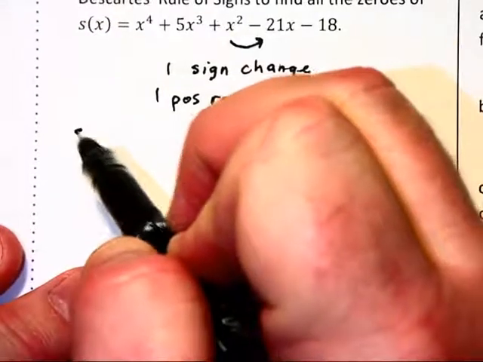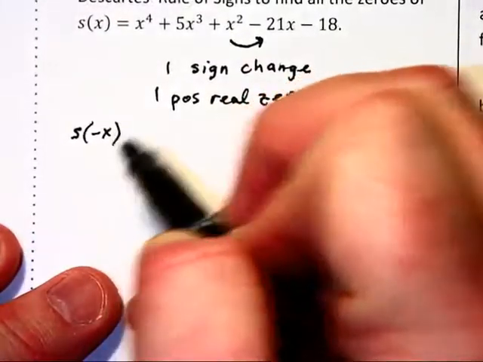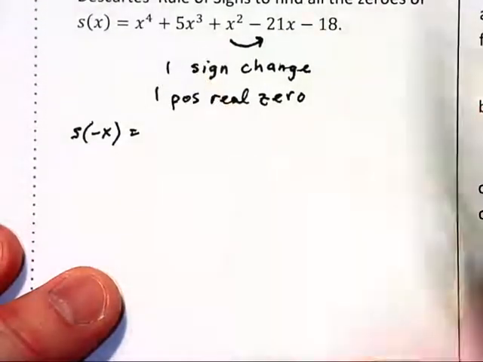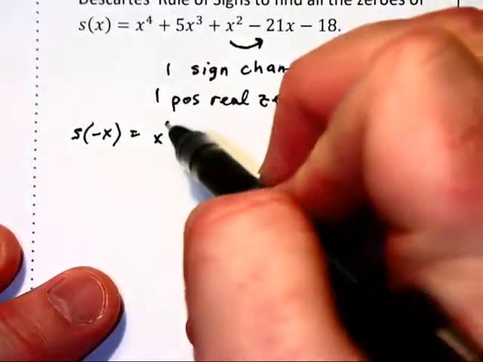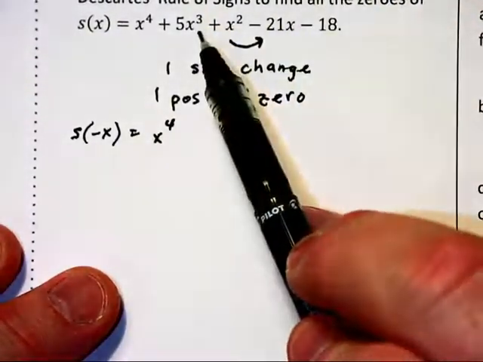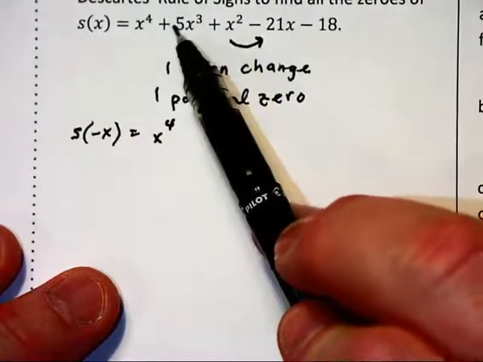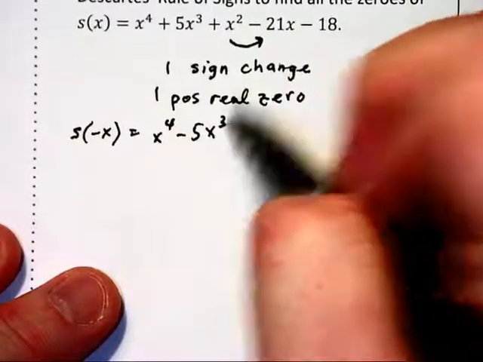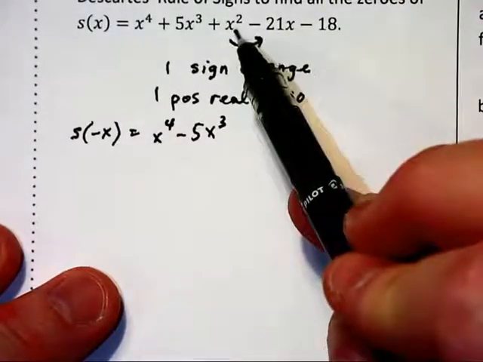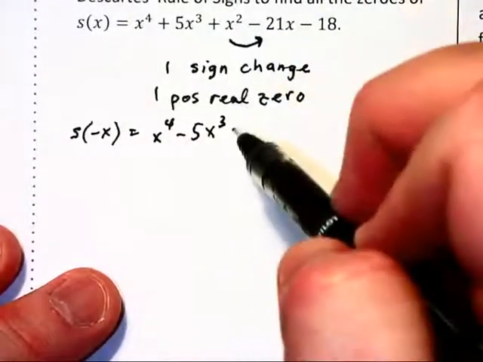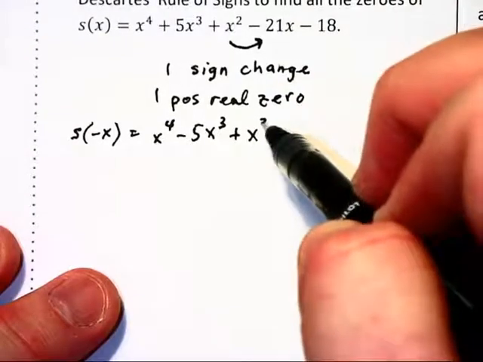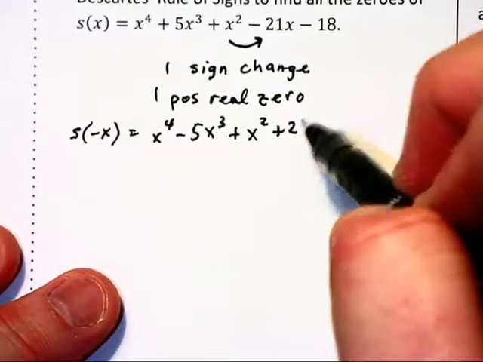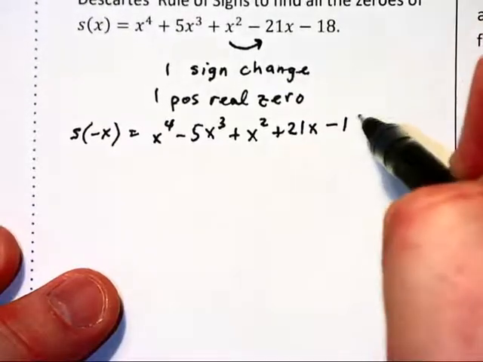Let's look at s of negative x. When I substitute a negative into x to the fourth, it just becomes x to the fourth. When I substitute a negative in and cube it, I get a negative x cubed times 5, so that's negative 5x cubed. Substitute a negative into the next term, but square it, it stays positive, so plus x squared. A negative x times negative 21 makes plus 21x minus 18.